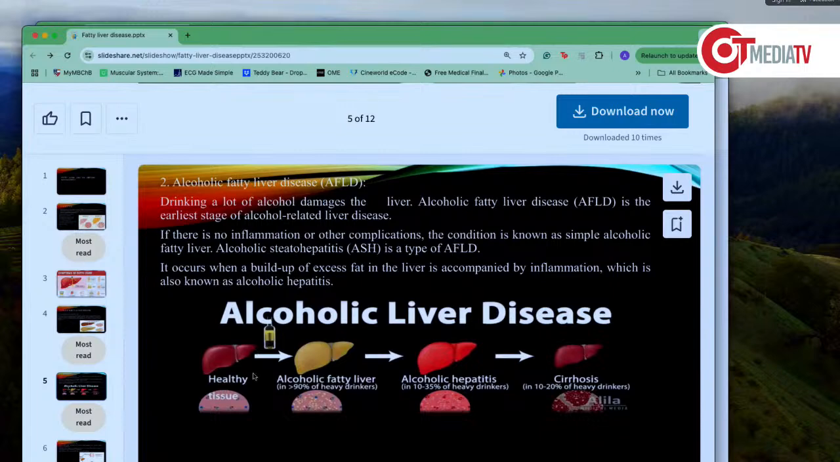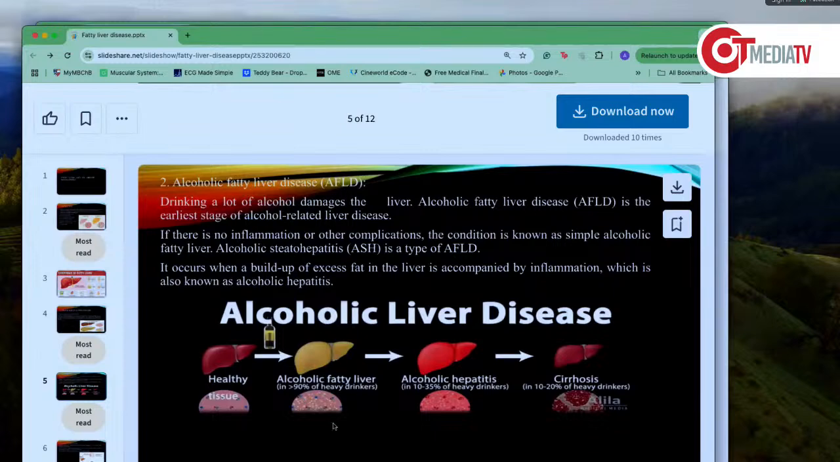This is what I talk about with alcoholic fatty liver disease, where you start off with healthy tissue, and then alcohol will give you fatty liver disease. Then if you keep drinking alcohol, you can go to alcoholic hepatitis. Hepatitis just means inflammation of the liver. Hepa is almost the medical term for liver, and anything with itis just means inflammation: conjunctivitis, meningitis, laryngitis. So hepatitis is inflammation of the liver.